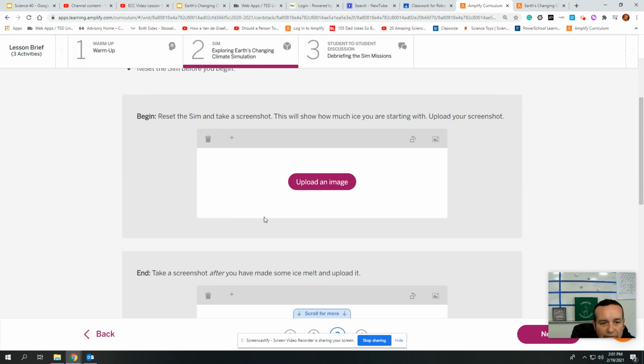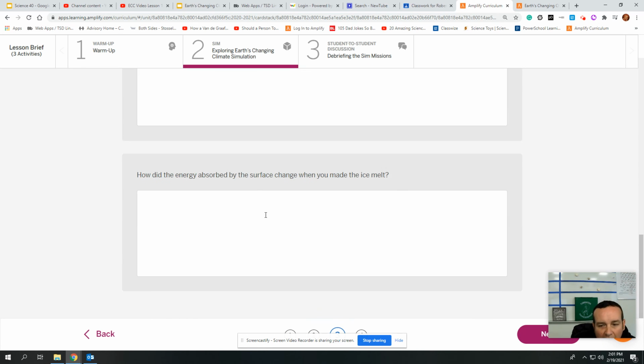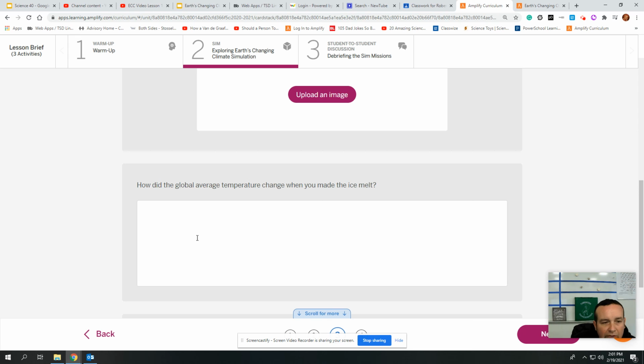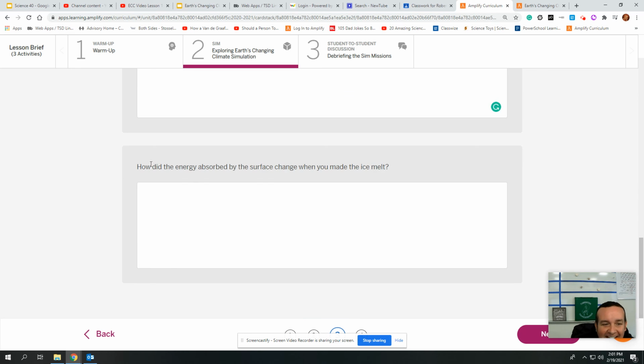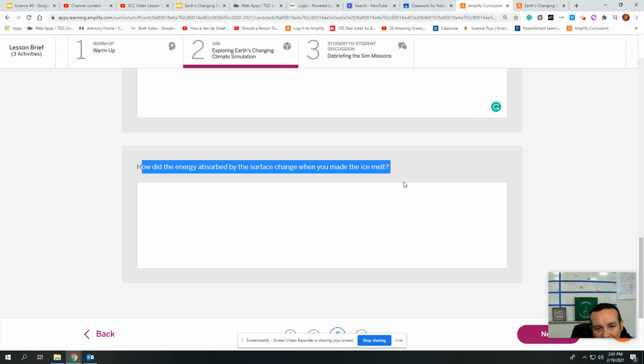And then the last part, friends, is down at the bottom. You have these two questions that you're going to answer. How did the global average temperature change when you made the ice melt? It probably got hotter. And then, how did the energy absorbed by the surface change when you made the ice melt? Well, it was probably absorbing more energy, right?